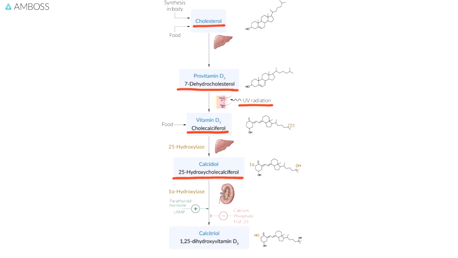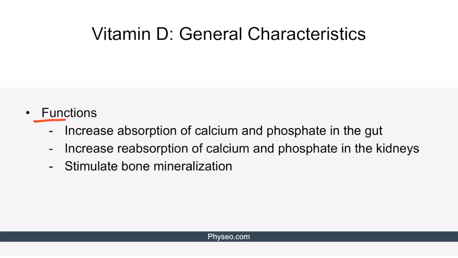Finally, in the proximal convoluted tubules of the kidney, the enzyme 1-alpha-hydroxylase is responsible for producing 1,25-dihydroxy vitamin D3 or calcitriol. It's important to note that parathyroid hormone and cAMP stimulate this reaction, while calcium, phosphate, and fibroblast growth factor 23 inhibit it. Let's continue with the functions of vitamin D.